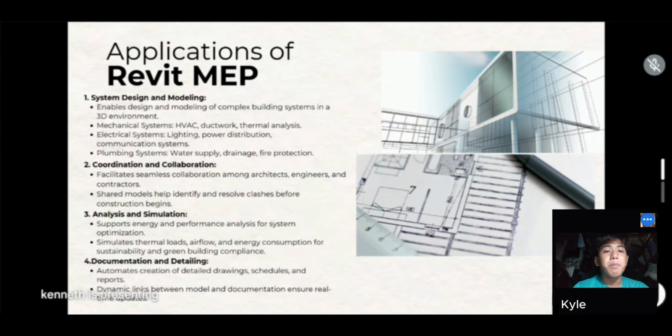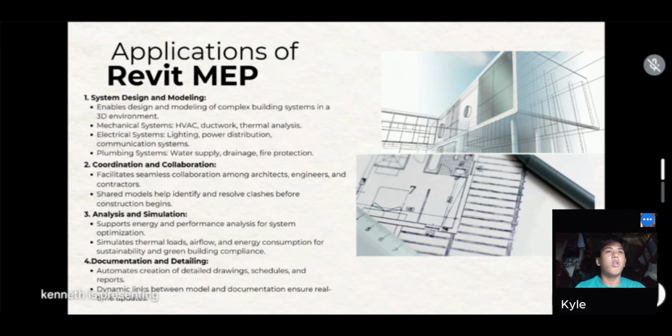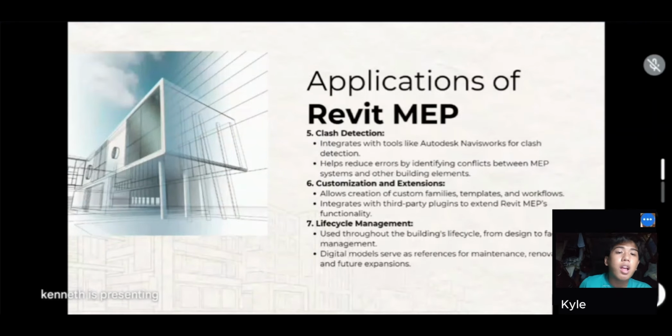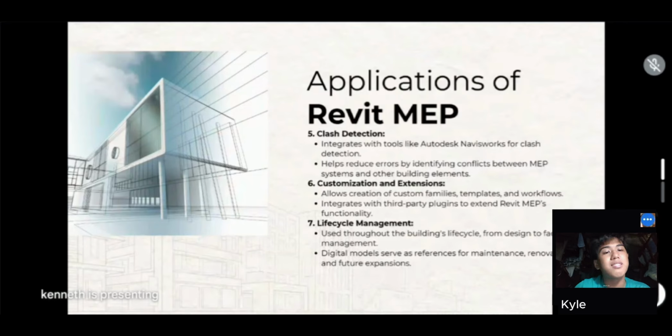Revit MEP has the automated creation of detailed drawings, so it will help the mechanical engineers, or all engineers and architects, to have these documents of detailing on what the project is or will be. Fifth is clash detection. By integrating with tools like Autodesk Navisworks, Revit MEP allows for clash detection between MEP systems and other elements, reducing the likelihood of errors during the construction.